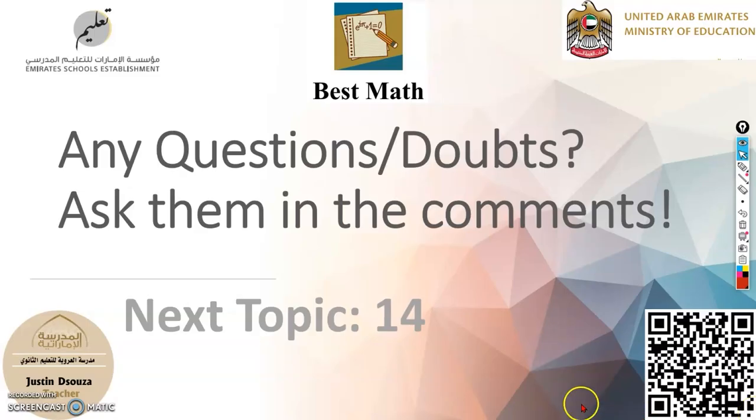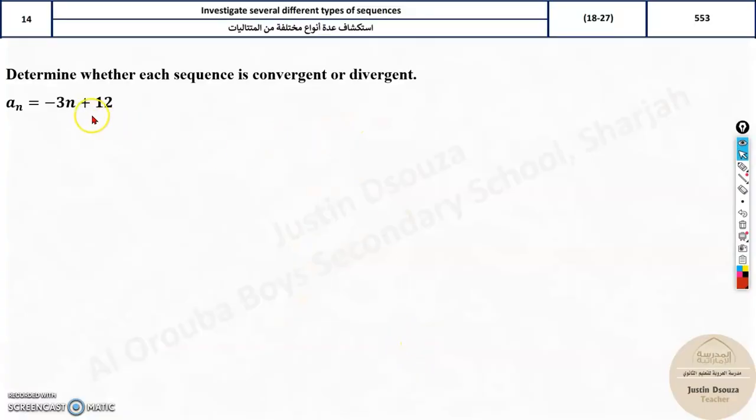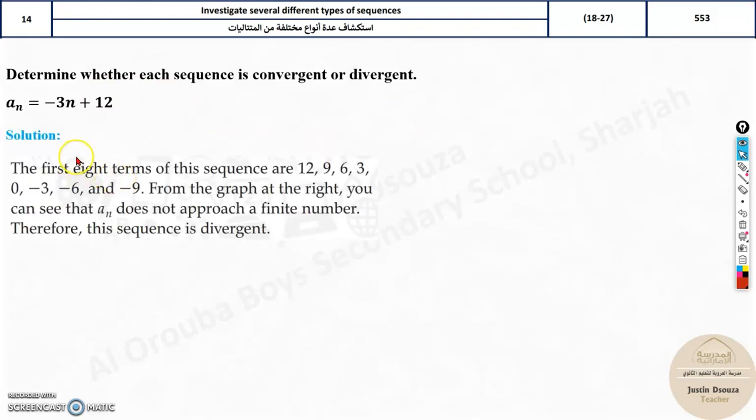Let us now move to the next topic, that is topic number 14. It is to determine whether sequences are convergent or divergent, the different types of sequence. Now you will be given this question. This is an explicit form, a formula or explicit equation is given. All you need to do is find the terms, starting from 1 initially.